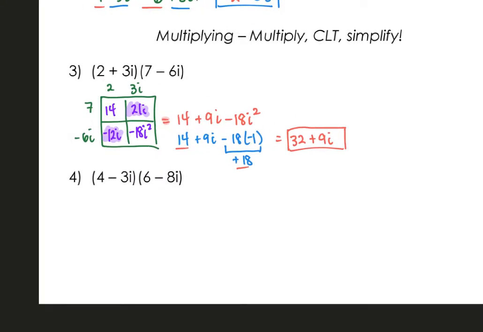So really what this i squared does is it switches the sign of the coefficient, since we're going to be multiplying by negative 1.